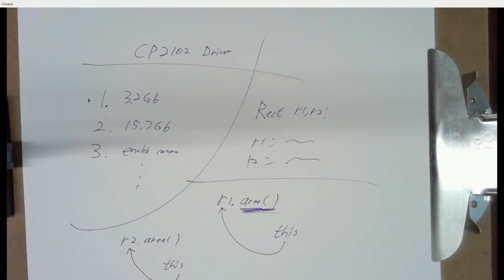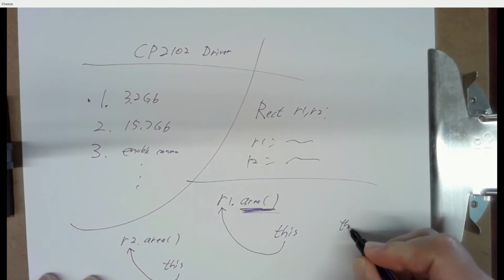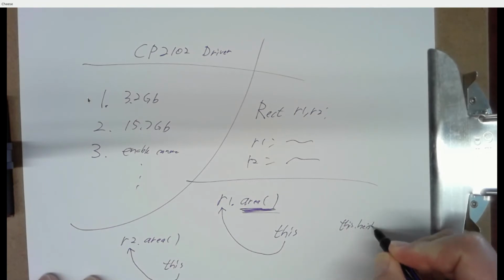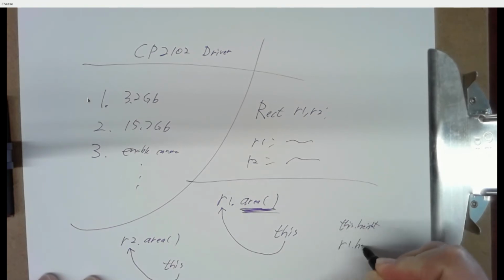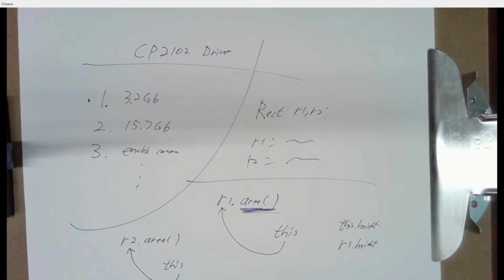So if I want to know what R1's height is, I can say this dot height, and that means R1 dot height. But if I say R1 dot height, it's always R1 dot height. If I say this dot height, but I'm inside R2, it means R2 dot height. Does that make sense?